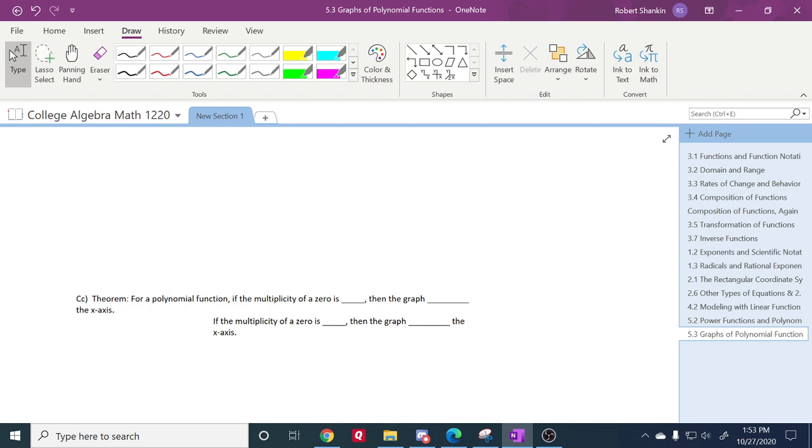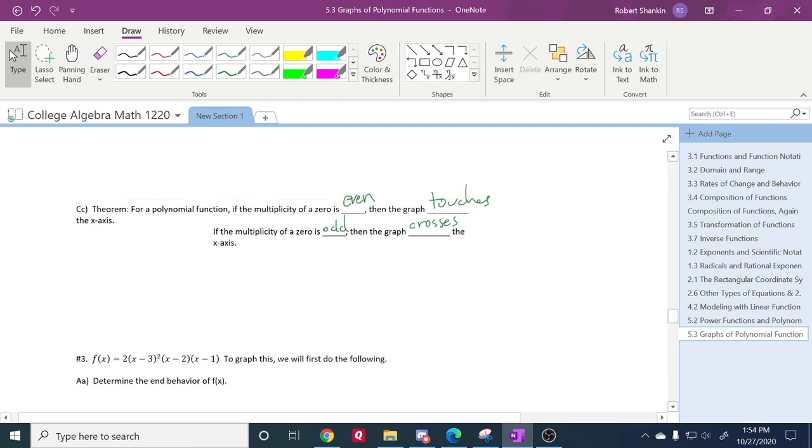Group 6, what do you got? We have that if the multiplicity of a 0 is even, then the graph touches the x-axis. And if the multiplicity of a 0 is odd, then it crosses the x-axis. Okay. Now, what it means to be a theorem in math is that they've proven that this is true. So we can use this as a fact from now on. We know this is always going to be true.